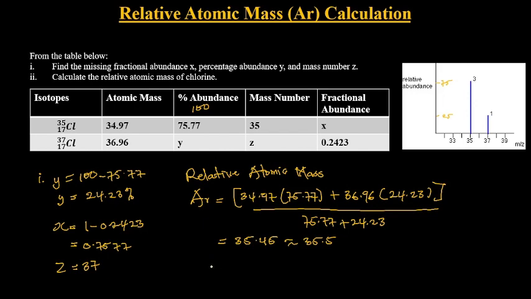Now, another simpler way to express the relative atomic mass is to say that we have the atomic mass of the first isotope. In this case, there are only two isotopes. So let's say the mass of isotope A times its fractional abundance A, plus the mass of isotope B times its fractional abundance. And in case there are more than two, we continue all the way to the last one, where we have the mass of N times the fractional abundance of N. So that is how to go about a question like this.